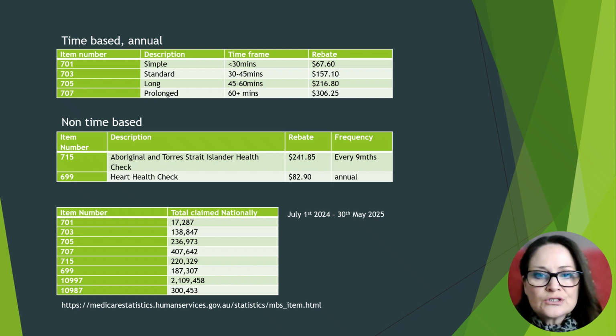There's those two non-time based ones, so your 715 health check and the heart health check ones there. You'll see there with the 715 health check, we can actually do those every 9 months. So most places do them about every 10 to 12 months.